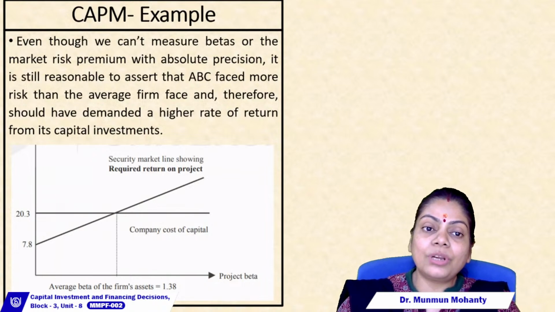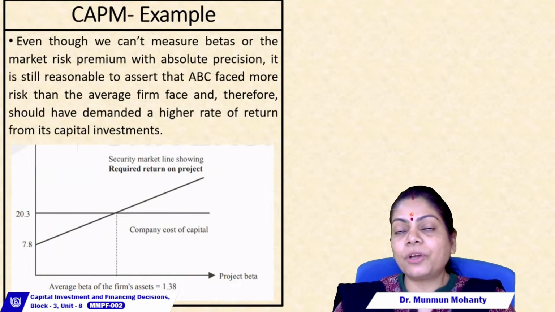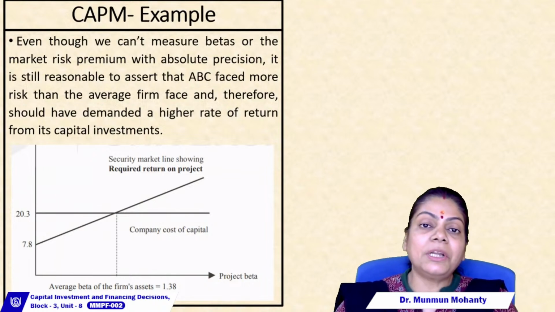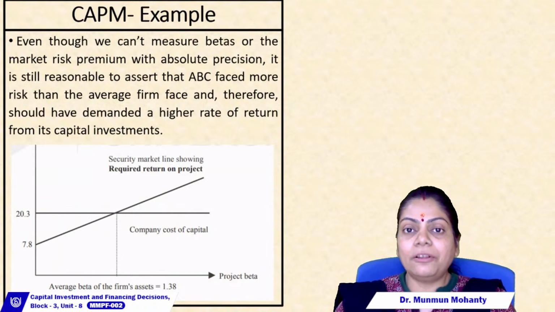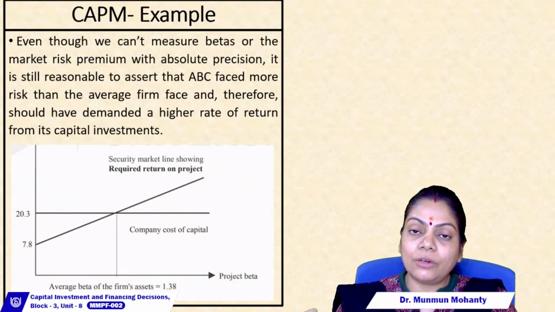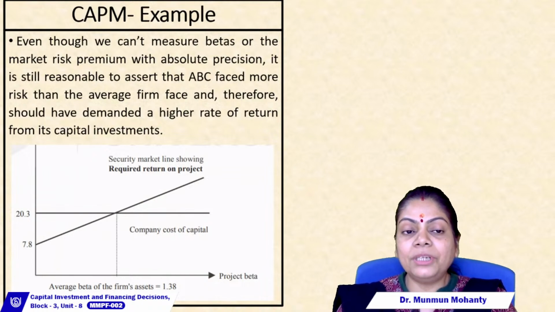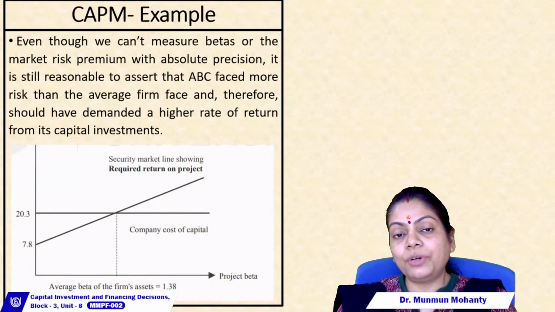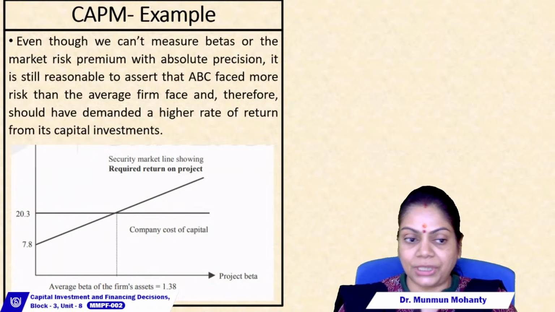is facing more risk than the common firms, because ABC has a beta of 1.38, which is more than 1. The market beta is by definition 1. Which means the company has more risk as compared to the market portfolio. So it is quite a risky company. So the cost of equity is adjusted to 20.3%.